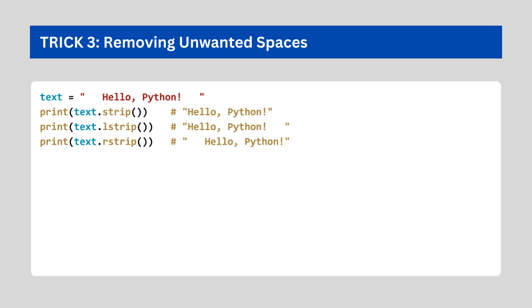Extra spaces can mess up your data, especially when processing user input or working with text files. In the example, notice how leading and trailing spaces can cause issues. The solution? Use strip to remove unnecessary spaces from both ends of a string. You can also use lstrip to remove spaces only from the left, rstrip to remove spaces only from the right. This is essential for cleaning data, improving search accuracy, and ensuring consistent formatting.